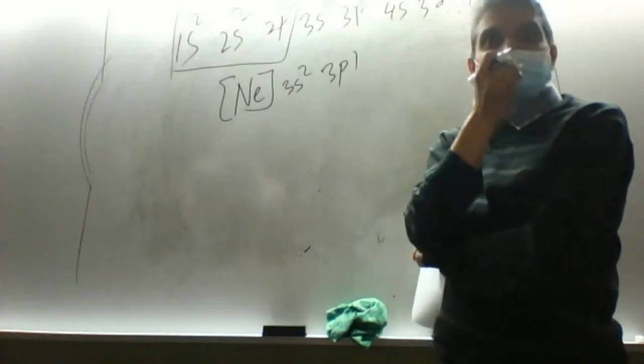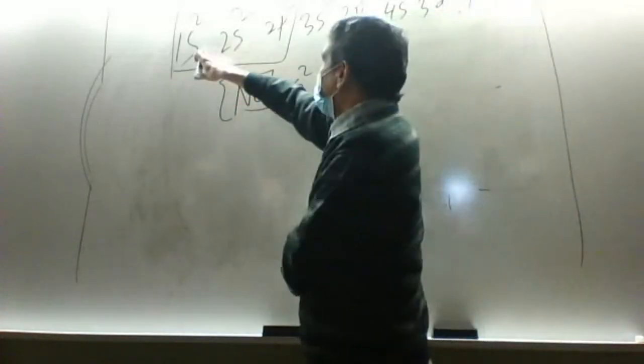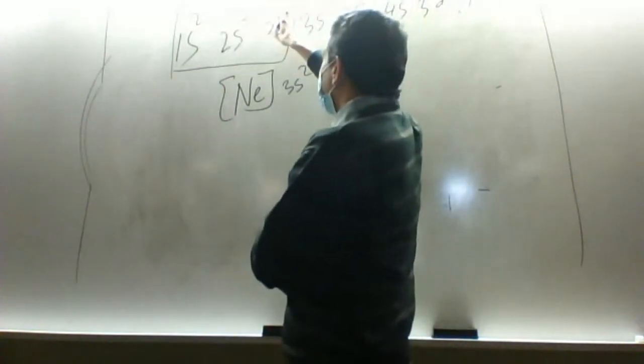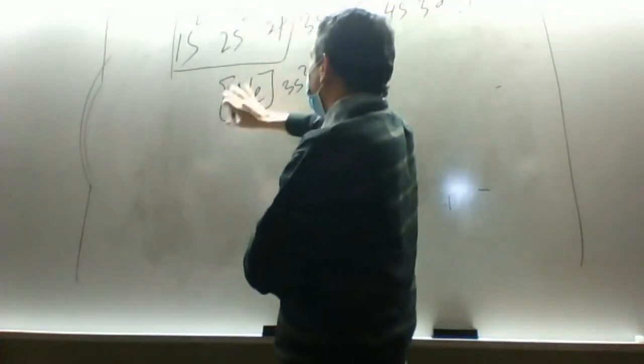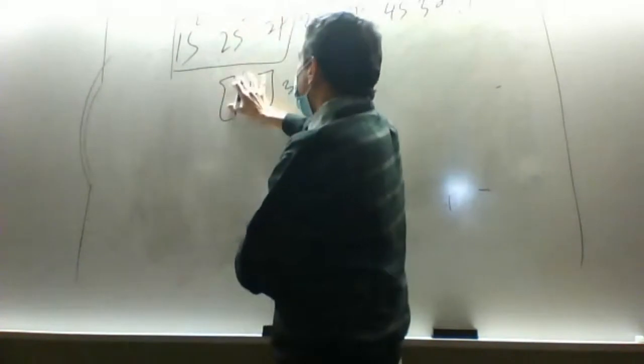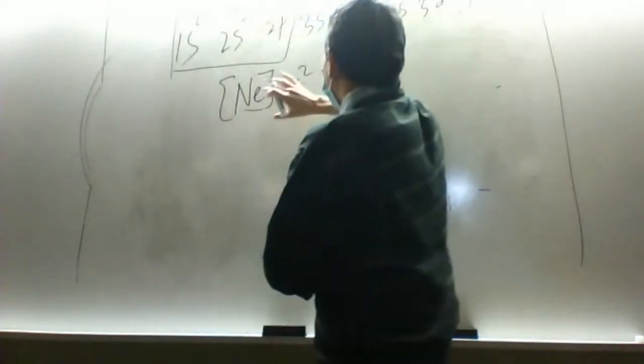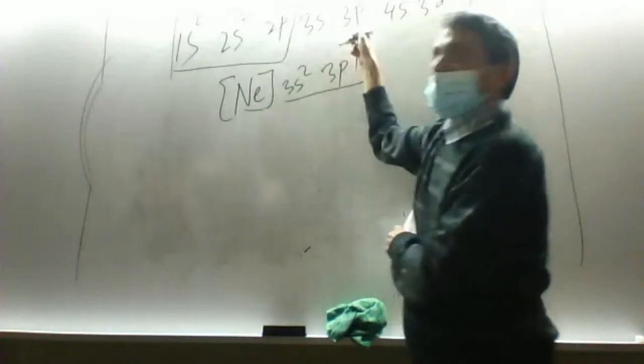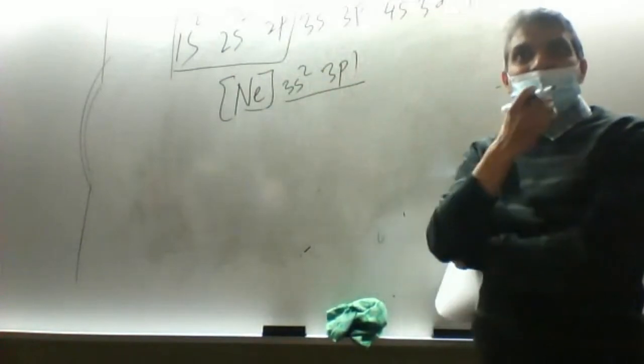Make sense? So after neon, if you look, neon was number 10. So 2, 4, 6, 10. So that was the inside orbital. So okay, this one is neon. I already know up to this part, and on the outside I'm going to write this. So either you write this way or this way, it's the same thing.